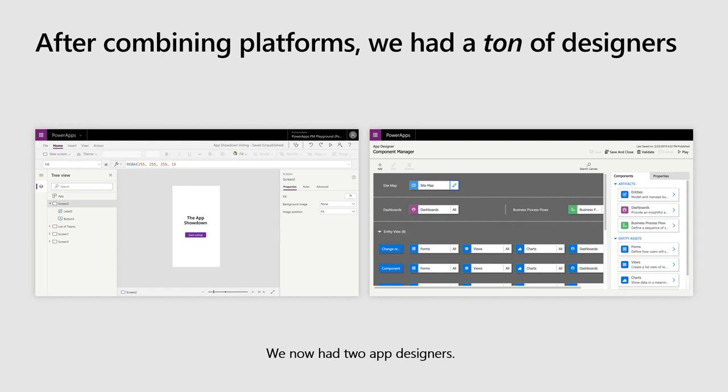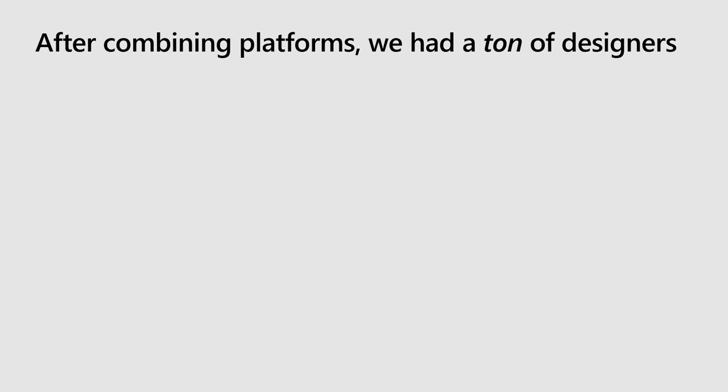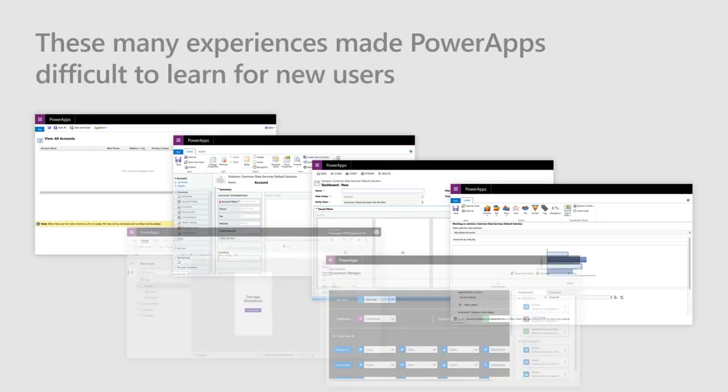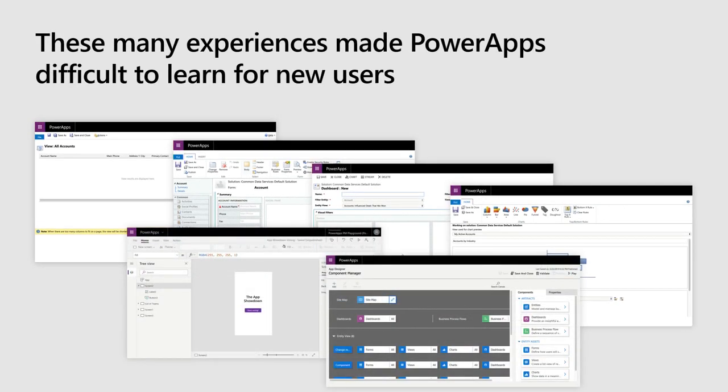Now, the problem that we had is that after we combined these two different platforms, we had a ton of different ways of doing kind of the same thing. On the left, we had the Canvas designer, which is the most modern of all the designers. It looks very Office-y. On the right, we have the model-driven app designer. Within the model-driven app space, we had all of these other design experiences: components like entities, forms, views, dashboards, and charts, and each of them had a different page that you went to create, edit, or author them. And if I put them all back on the screen, you'll notice that they all look very different.